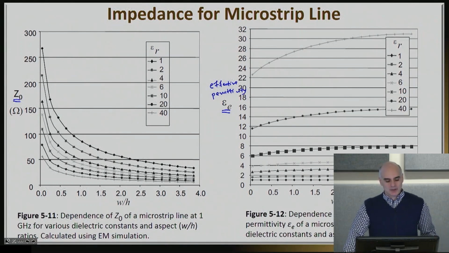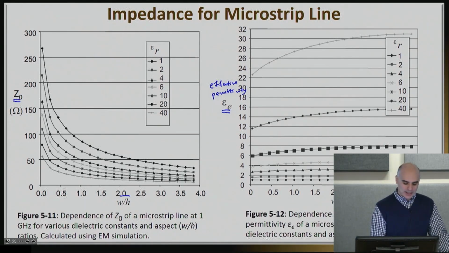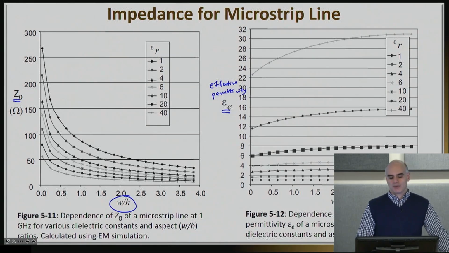This is the characteristic impedance of the line, which is, again, a number that simply divides the voltage by the current. In other words, it simply tells you how much current you have given the voltage. And that's the role of an impedance. And then on the horizontal axis, you have W by H, which essentially means how wide is your line. So for a given H, is it a narrow line or is it a wide line?